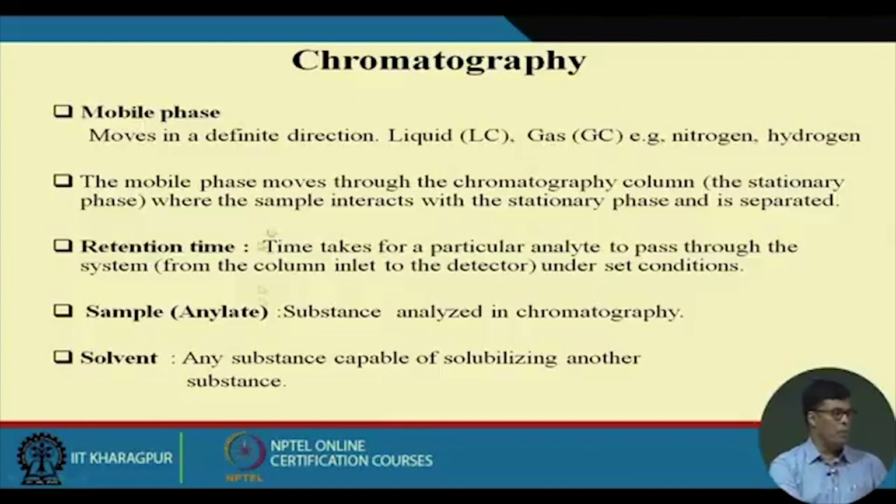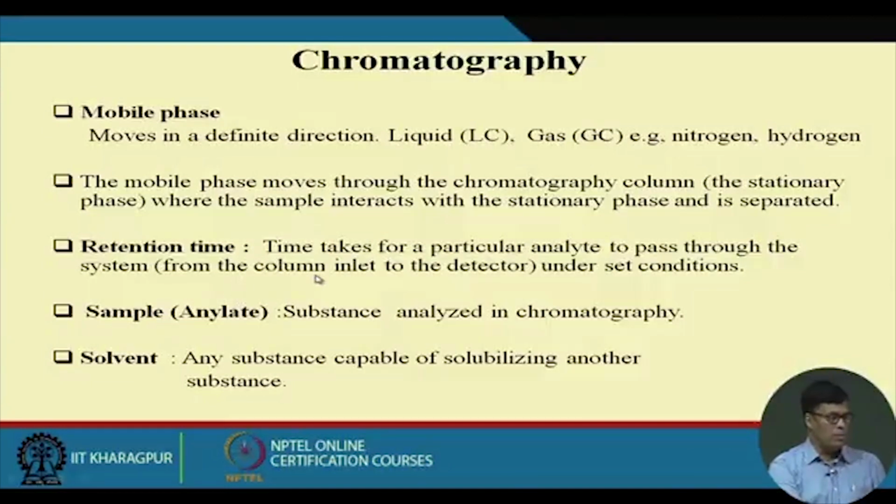Now, we have the mobile phase. As I told you, for mobile phase we have liquid, we have gas. For gas we use nitrogen, hydrogen, helium. The mobile phase moves through the chromatography column. The stationary phase is where the samples interact with it and are separated.